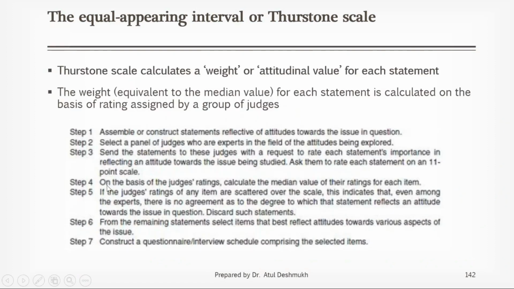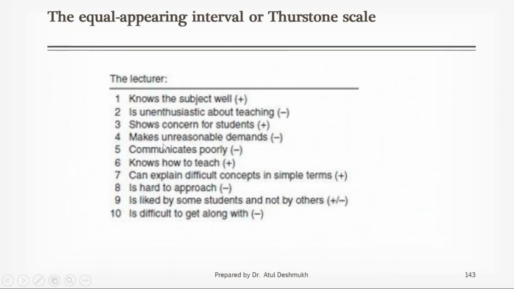Step number 4: on the basis of the judges' ratings, calculate the median value of their ratings for each item. Now we have 10 items or 10 statements. Suppose you have 3 judges. These 3 judges will give the marking based on the 11-point scale. Suppose one is marking 4, another 5, and one more 6. Then the median value will be 5. So 5 marks, or 5 weight, will be given for this particular statement.